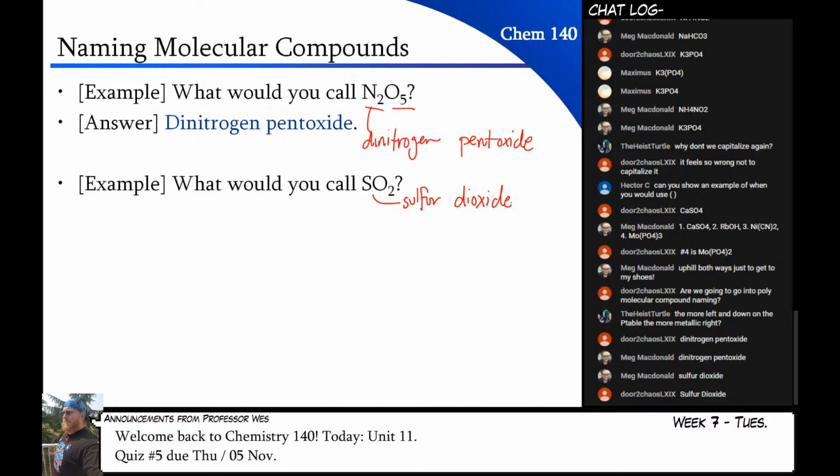Now you might look at that and go, well, that's another double vowel, IO. Yeah, apparently we're okay with IO. We're also okay with II, so if you do diiodide, you do include both I's.